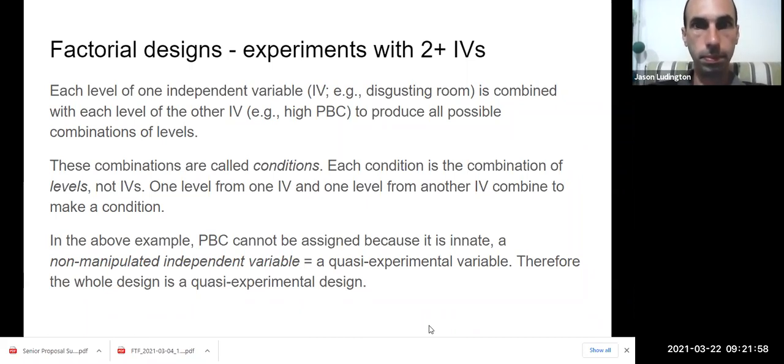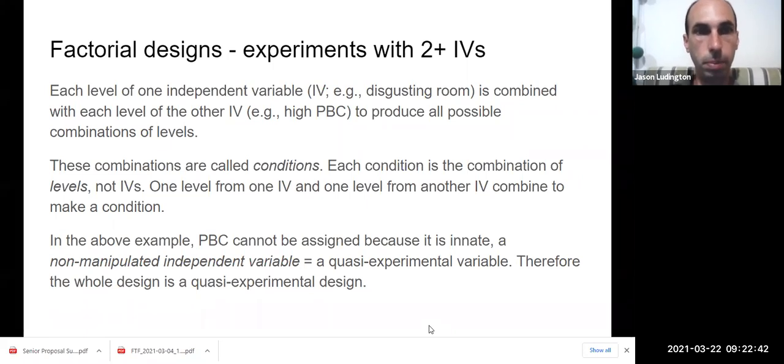So anytime one of the variables is not assigned experimentally, it's not a true experiment. It becomes, at best, a quasi-experiment. Or a correlation study or something else. All right, factorial designs. Each level of one independent variable, for example, disgusting room, is combined with each level of another independent variable, in this case, personal body consciousness, to produce all possible combinations of levels.